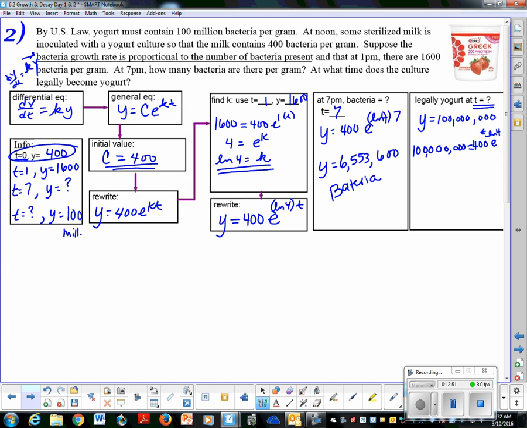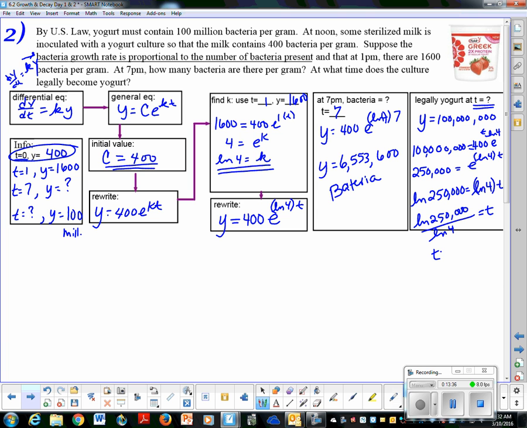So let's divide by 400, giving us 250,000 is equal to e to the natural log 4 times t. And natural log both sides so we can get that t lower down. So natural log of 250,000 is equal to natural log 4 times t. Divide by natural log 4. Natural log 250,000 divided by natural log 4 will equal our time.